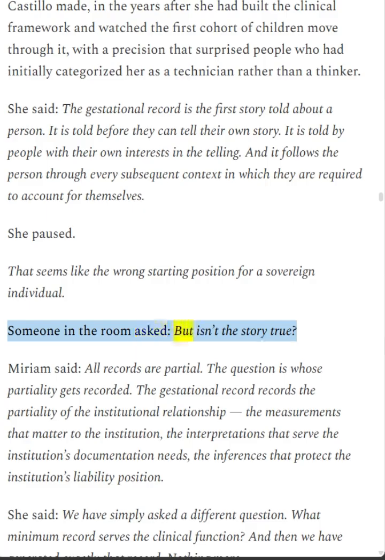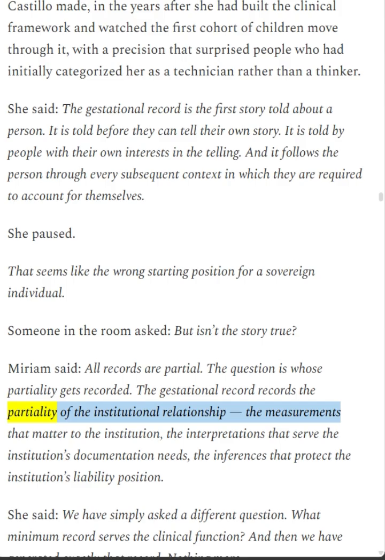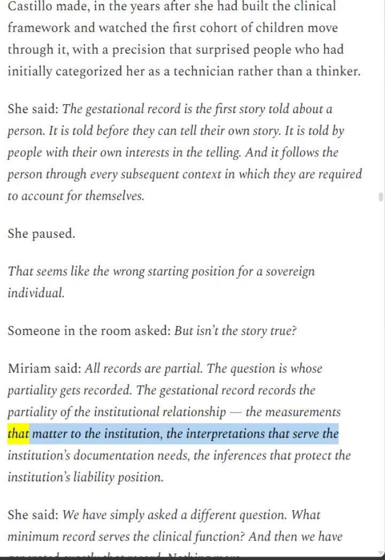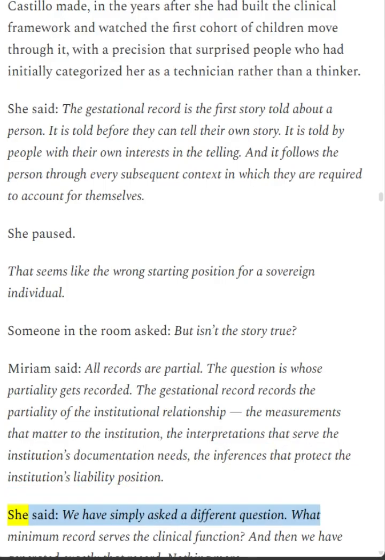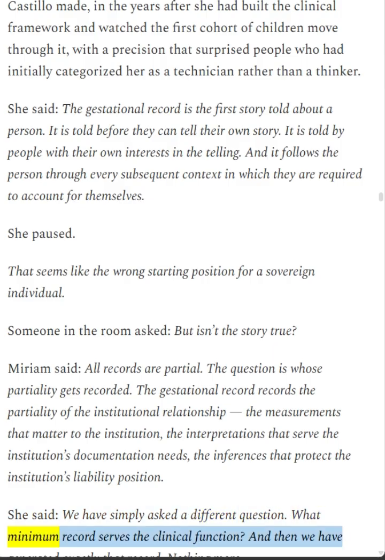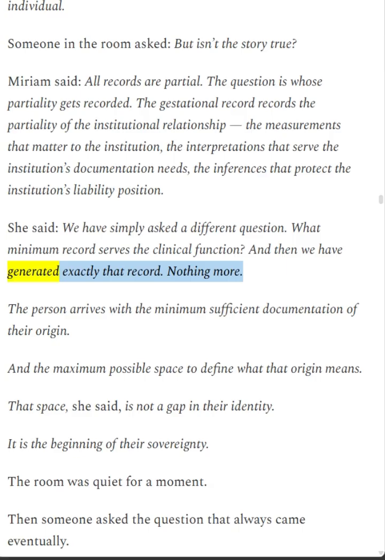Someone in the room asked, "But isn't the story true?" Miriam said, "All records are partial. The question is whose partiality gets recorded. The gestational record records the partiality of the institutional relationship, the measurements that matter to the institution, the interpretations that serve the institution's documentation needs, the inferences that protect the institution's liability position." She said, "We have simply asked a different question. What minimum record serves the clinical function? And then we have generated exactly that record. Nothing more. The person arrives with the minimum sufficient documentation of their origin, and the maximum possible space to define what that origin means. That space," she said, "is not a gap in their identity. It is the beginning of their sovereignty."